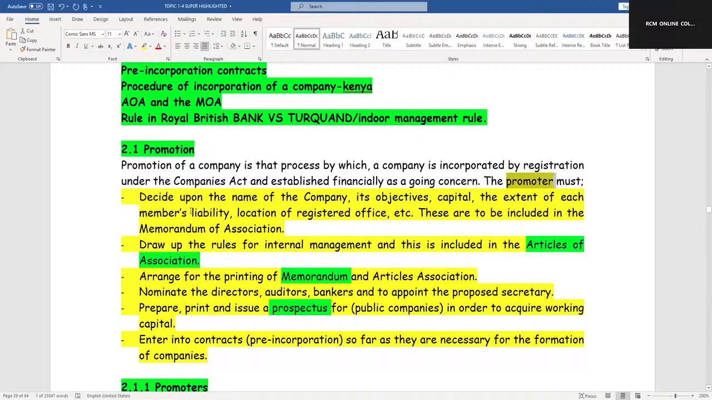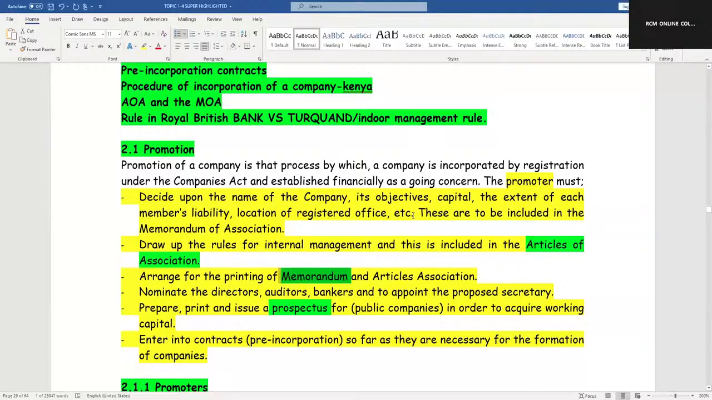So number one, he will suggest or decide upon the name of the company. Each and every company has a name. So the promoter will ensure he has proposed or suggested what the name of the company will be. He'll also decide upon the main purpose, the objectives as to why the company is being formed. What is the essence or reason of forming the company? And of course, later on, we are going to see that these objectives are normally set out in what we call the Memorandum of Association.